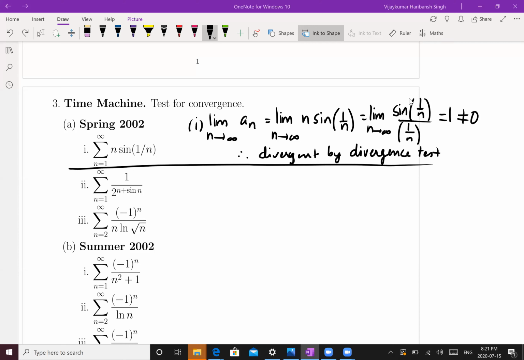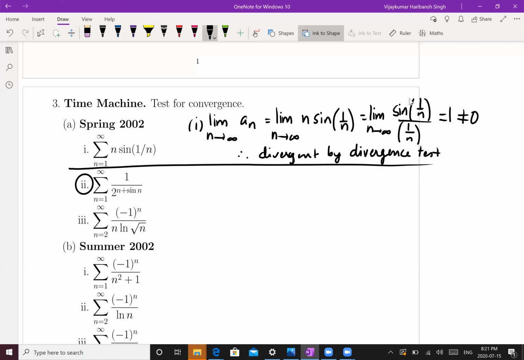Now, let's look at problem 2. In this case, there are many tests we can use. We can use the comparison test. We can use the limit comparison test. We can also use the root test to see whether it converges or not. Okay, so let's use any one of them.